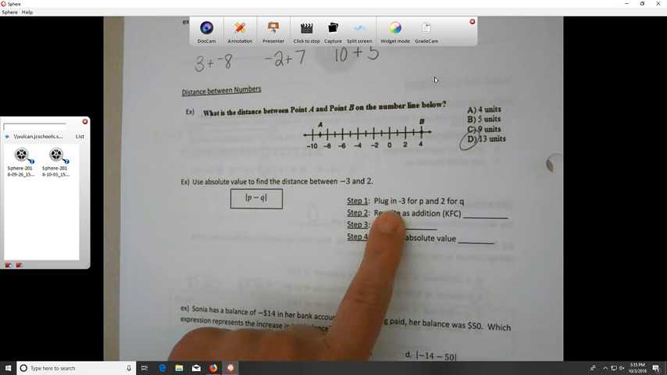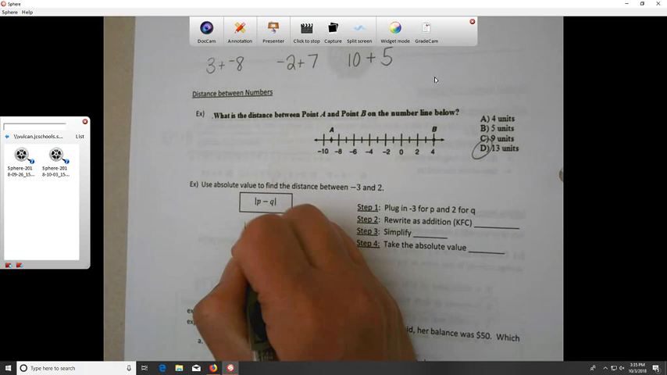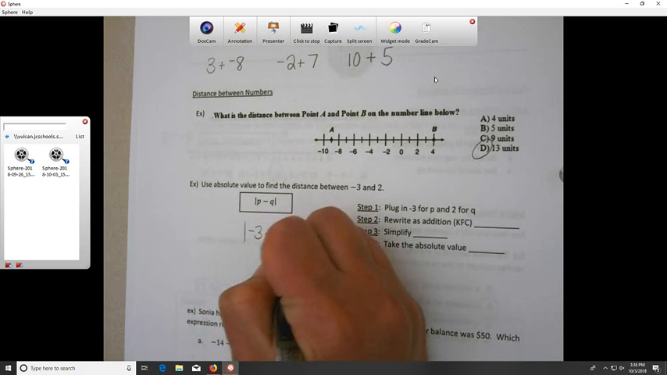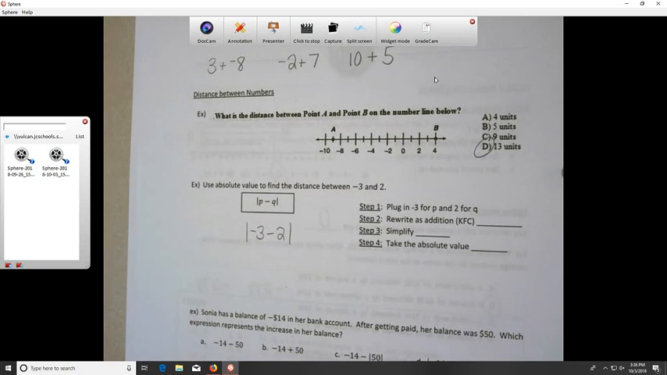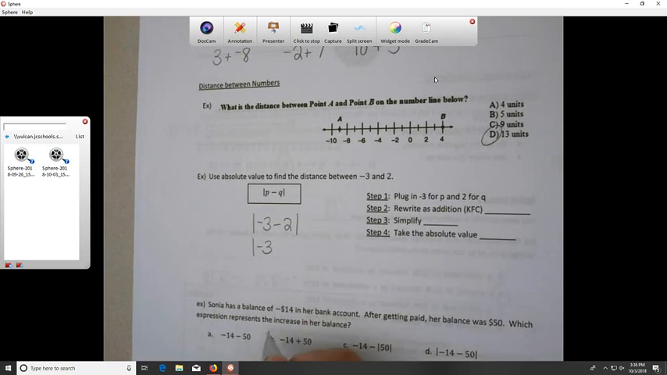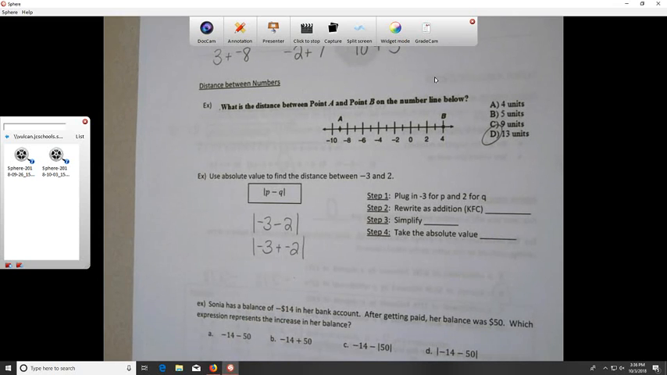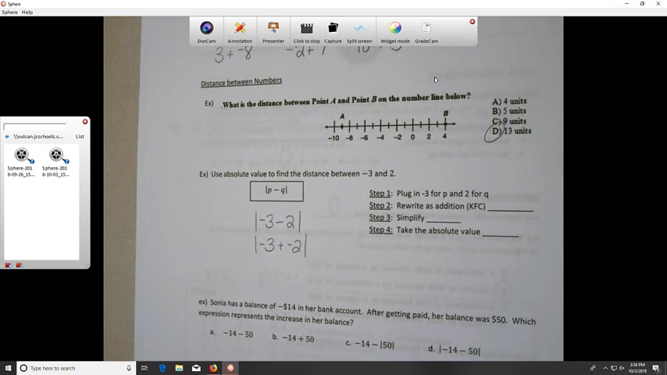So step 1, I'm going to put negative 3 in for P and 2 for Q. So absolute value of negative 3 minus 2. And it doesn't matter which one is P and Q, you'll still get the same answer. Step 2, I'm going to rewrite this as addition. So I'm going to keep, change, change. So now I have absolute value of negative 3 plus absolute value of negative 2.